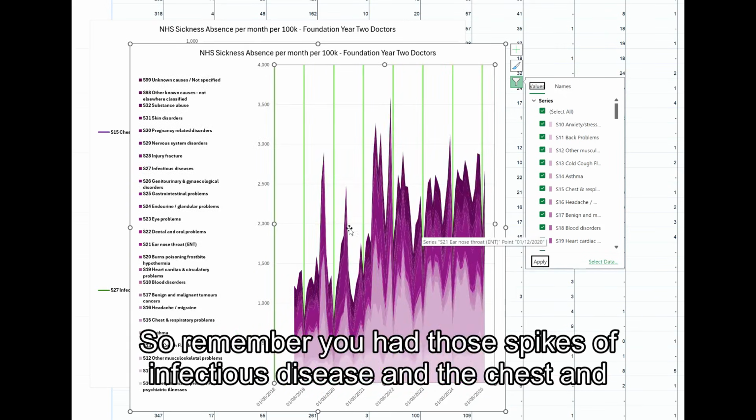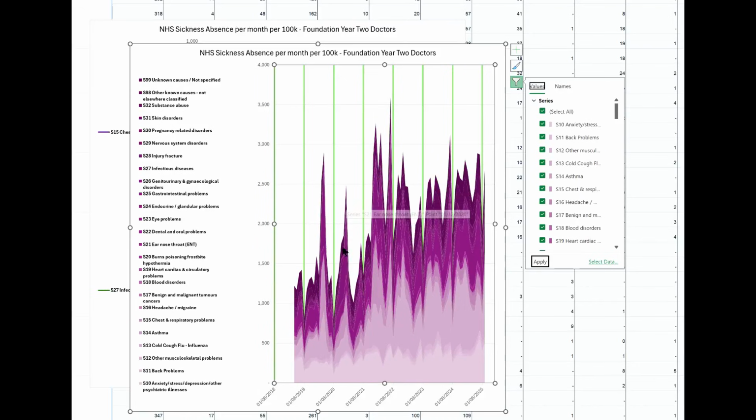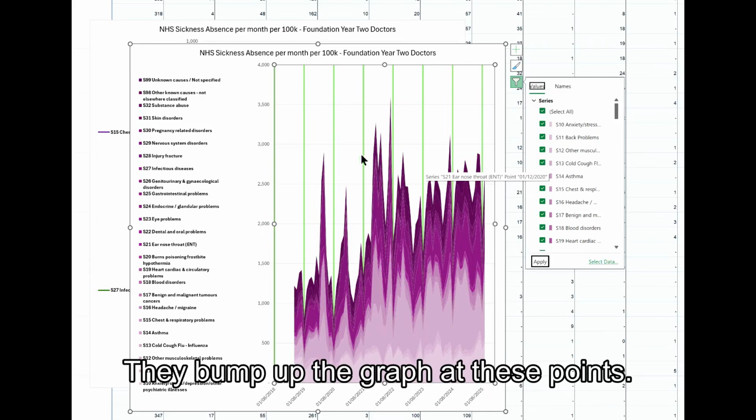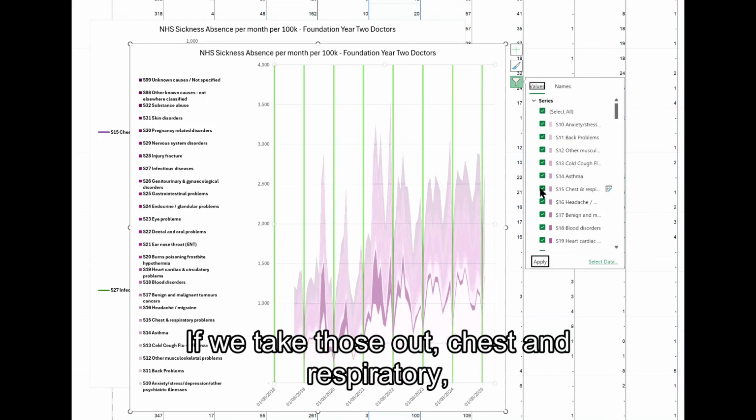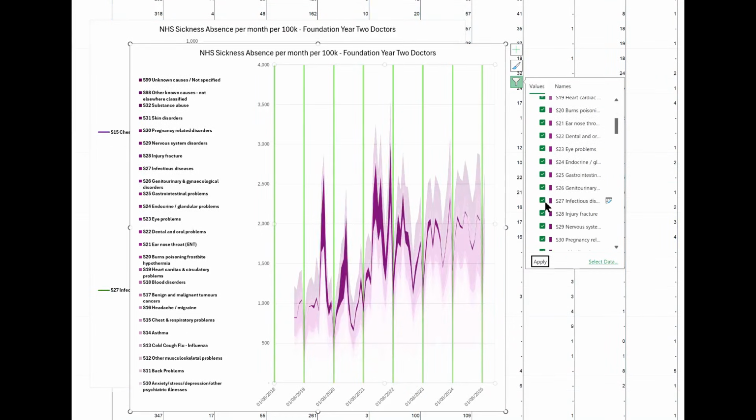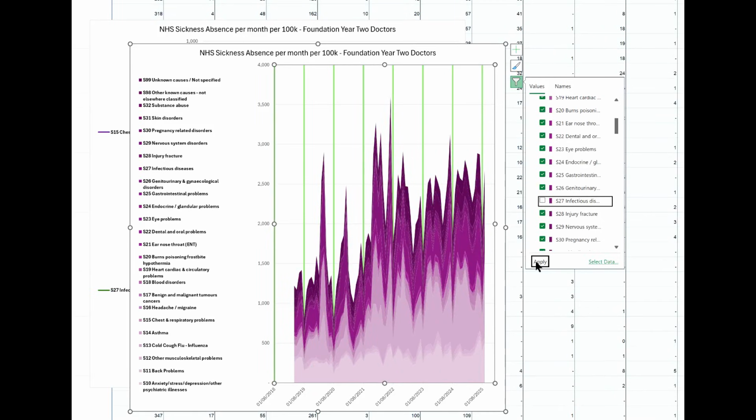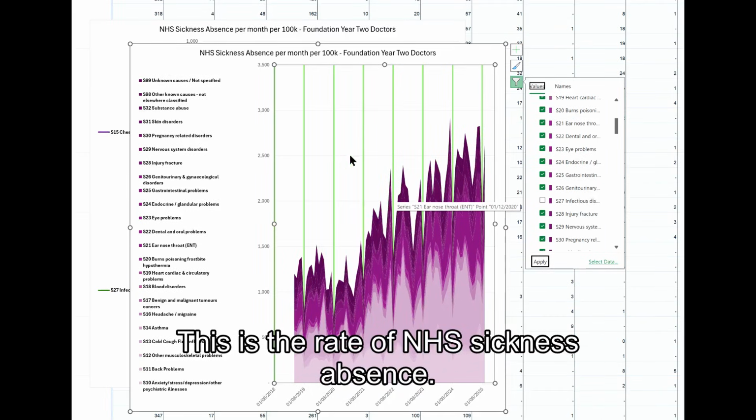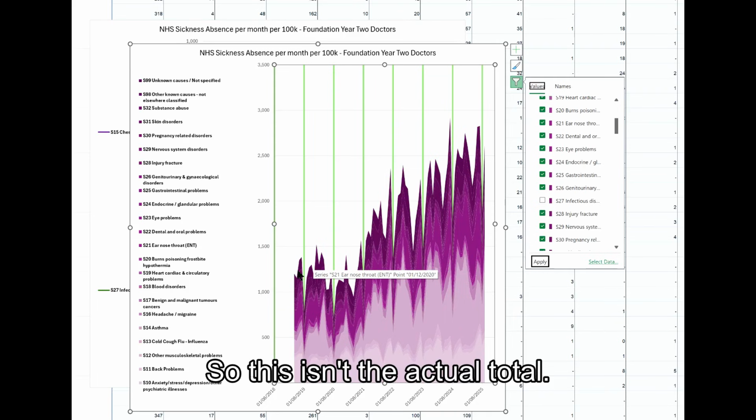And we look at the total. So remember, you have those spikes of infectious disease and the chest and respiratory infections. They're actually skewing this graph. They bump up the graph at these points. If we take those out, chest and respiratory, infectious disease, look at this change in shape as we do this. My word. Do you see? This is the rate of NHS sickness absence. So this isn't the actual total.